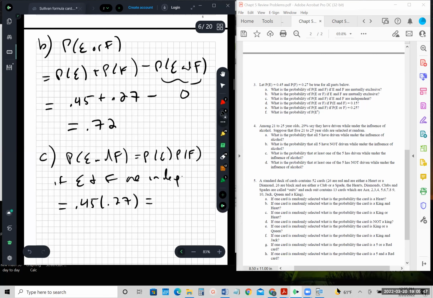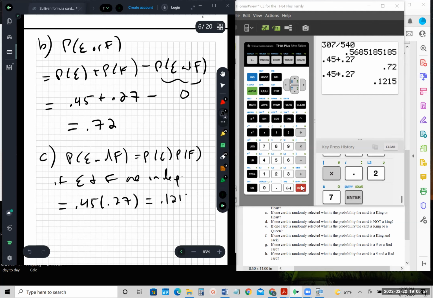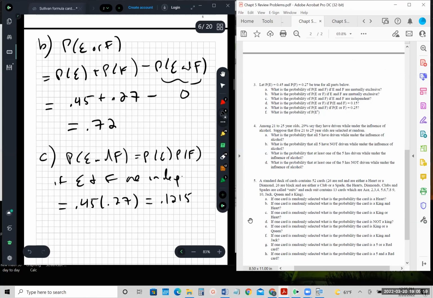So if we now do that, I get 0.1215. Okay.